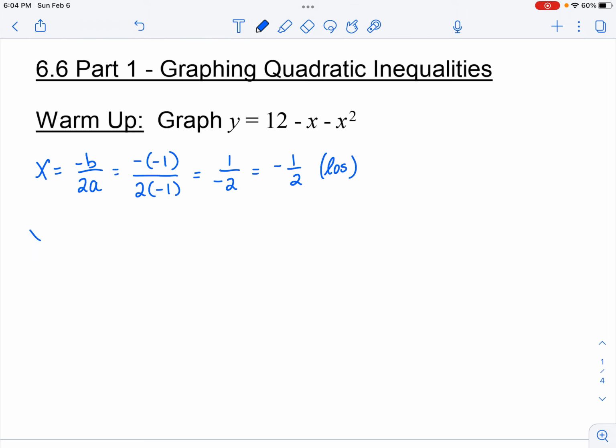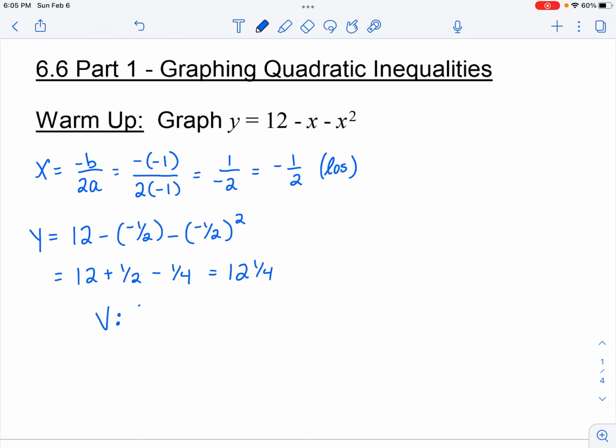Now I need to know the y value that goes with this. So I'm going to do y equals 12 minus negative 1/2 minus negative 1/2 squared. And that's going to give me 12 plus 1/2. And then take away 1/4. So that comes out to 12 1/4, actually precisely. So our vertex is the point negative 1/2, and 12 1/4. And yes, it is okay to use mixed numbers instead of fractions here.